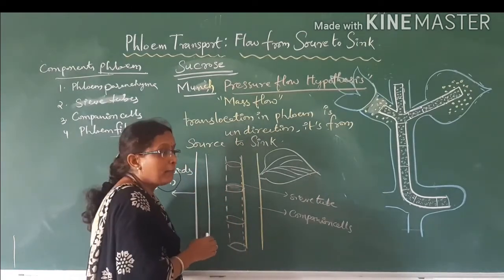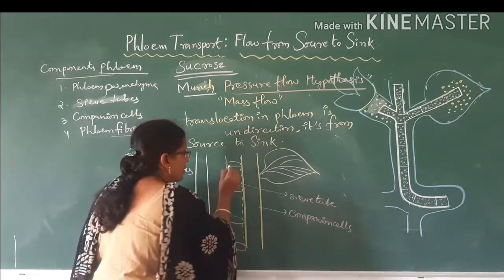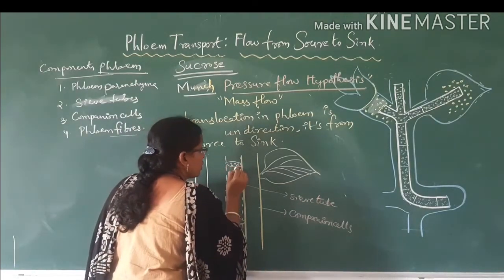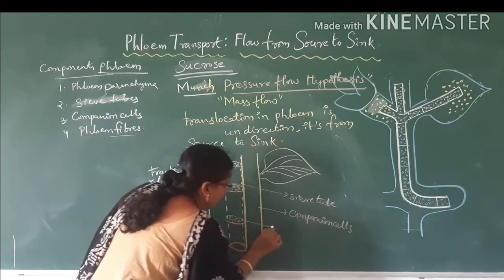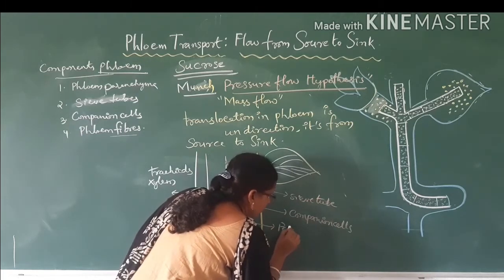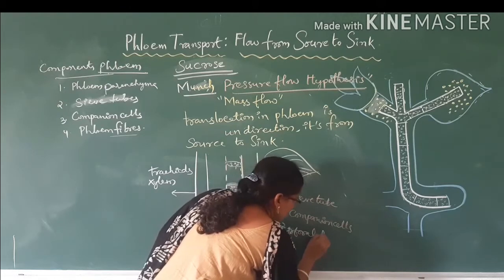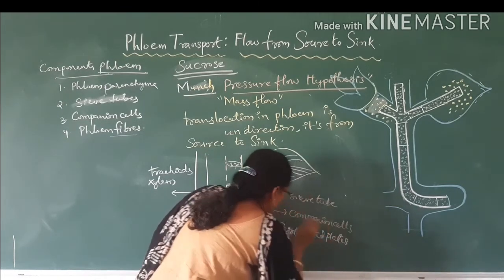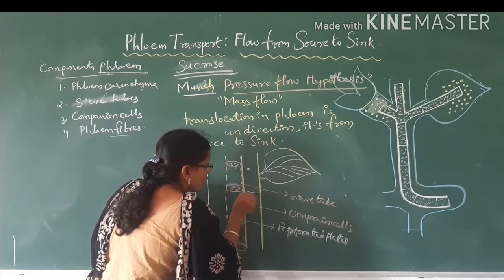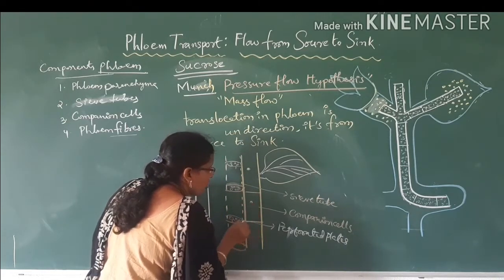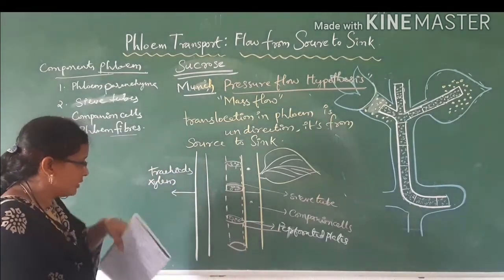Sieve tubes are the perforated cells, perforated tube-like structures. Perforated means they have perforations, small pores in the plates. They are connected with the perforated plates, and they are controlled by the nucleus of the companion cells.